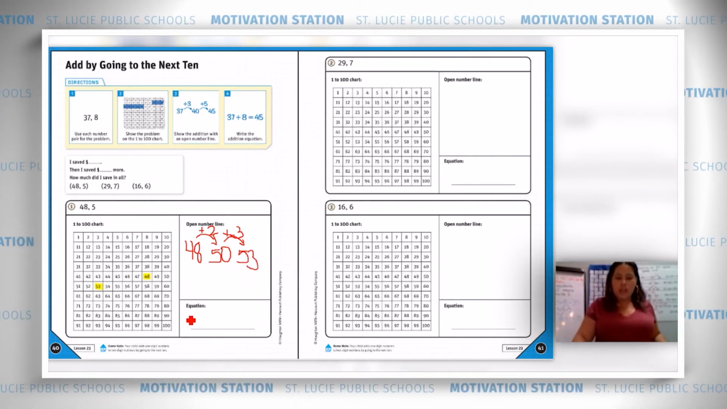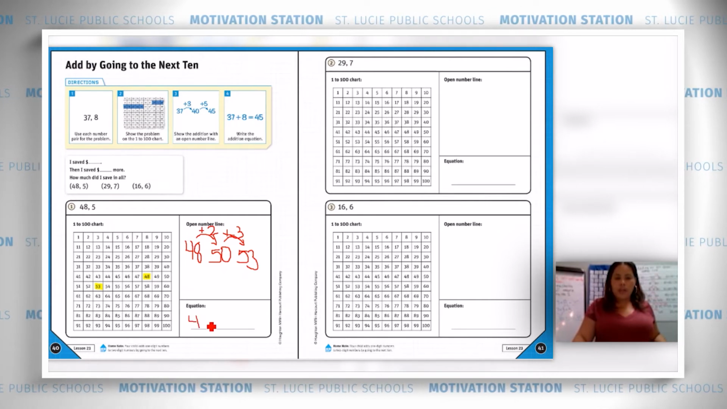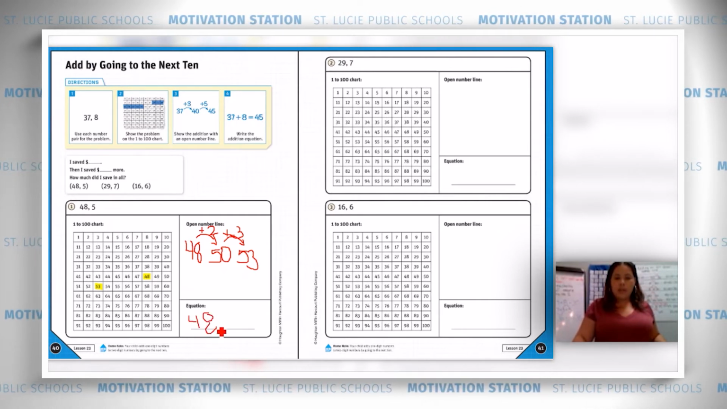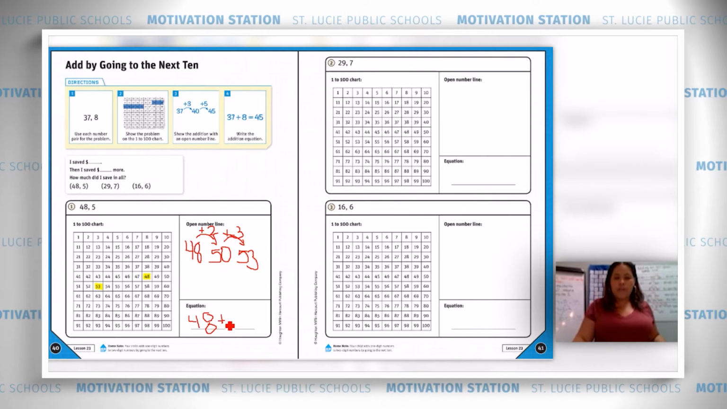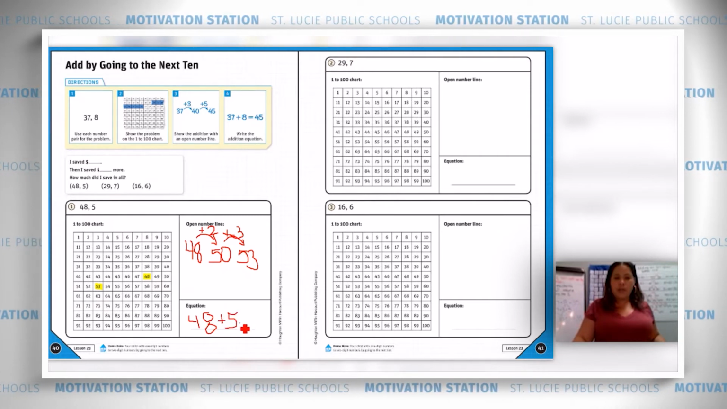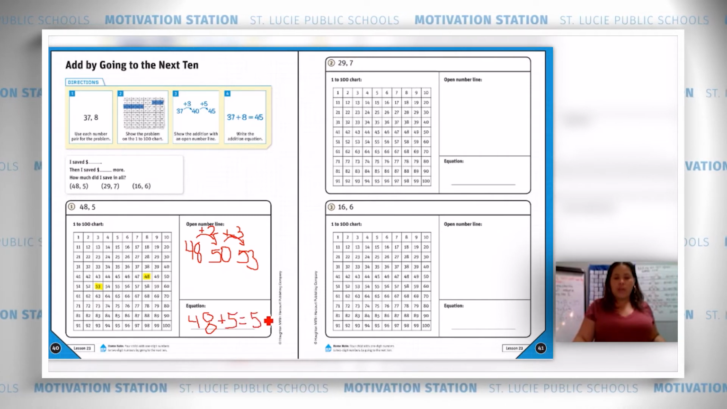What does our equation look like? We are starting at 48. Yes, plus 5 equals 53.